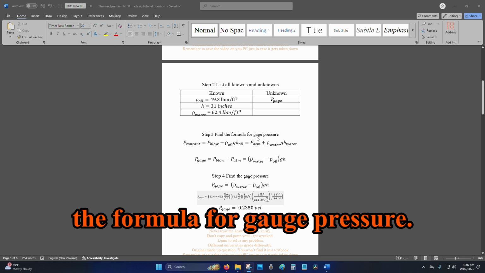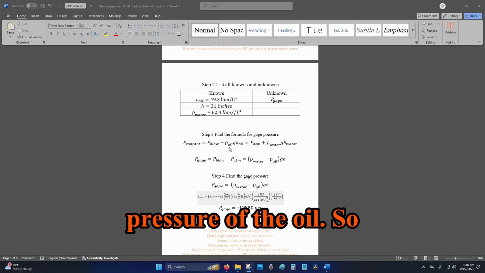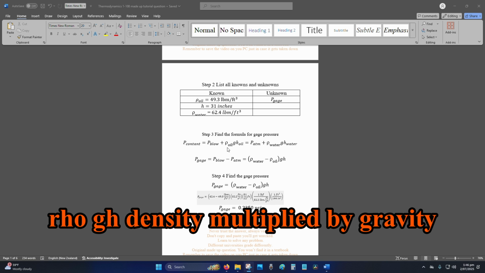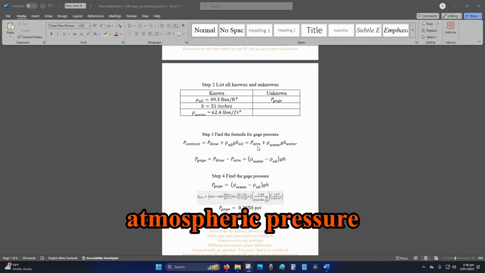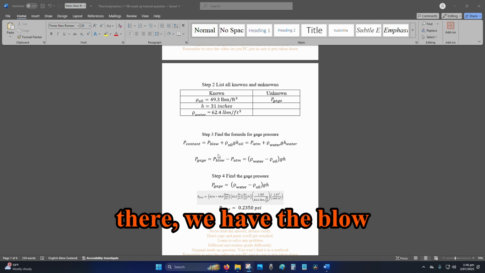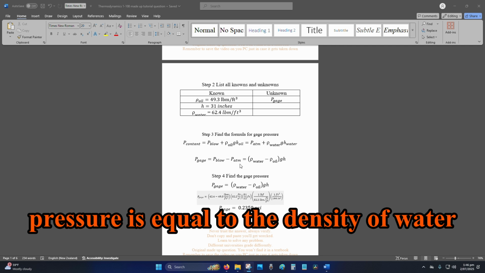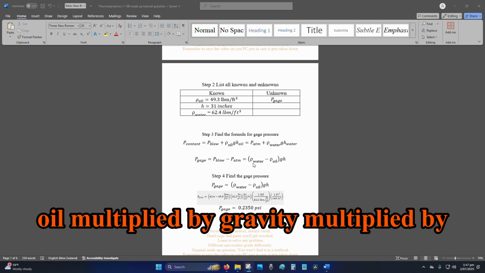Step 3, find the formula for gauge pressure. So P blow is equal to P atmospheric plus the pressure of the oil. So rho gh, density multiplied by gravity multiplied by h, is equal to the atmospheric pressure plus the pressure of water. So from there, we have the blow pressure minus the atmospheric pressure is equal to the density of water minus the density of oil multiplied by gravity multiplied by the height.